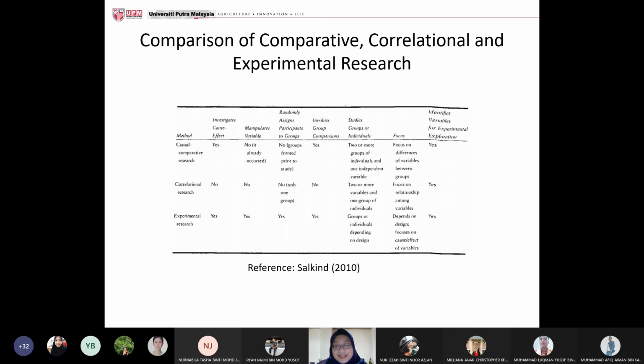So this is just a table that I want to share with you guys. The references are there if you want to search for them. Basically, I just want to highlight causal comparative research, which is the comparative research just now. Then you have your correlational and your experimental research, just to help you identify where your study is, if you still have some problems with that.